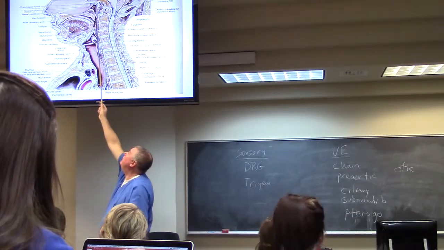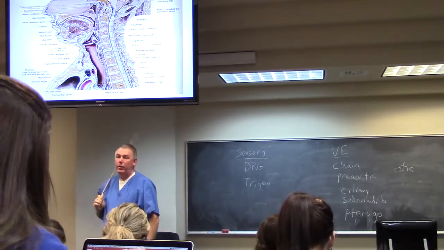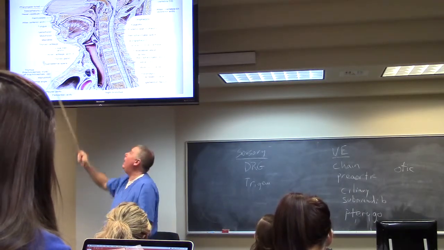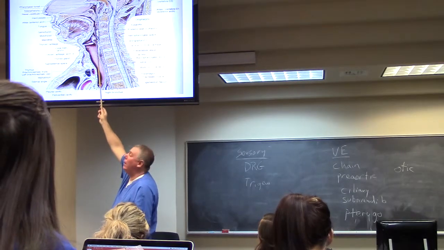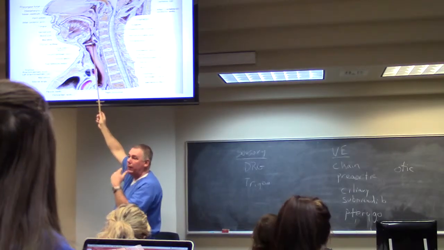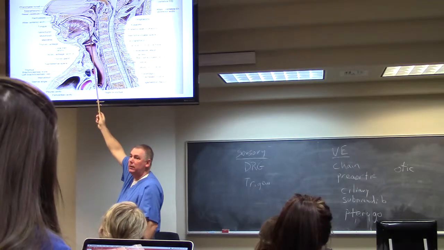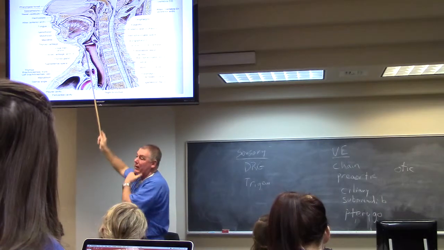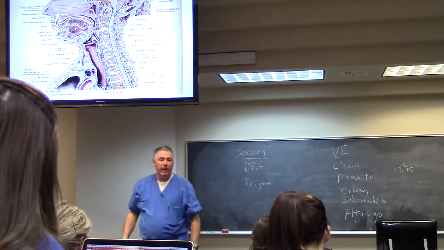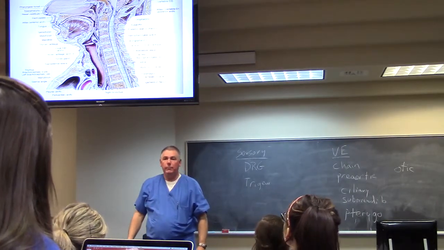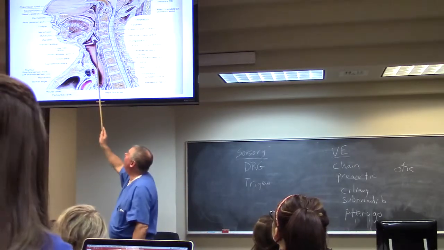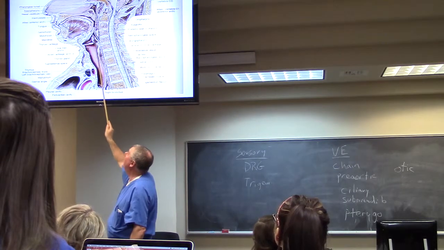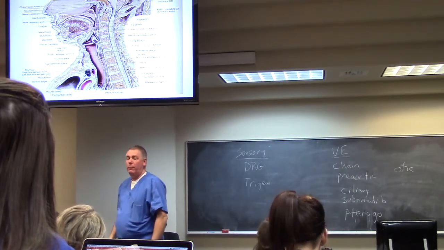Behind the nasal septum back here is the area we call the nasopharynx. And the area of the pharynx that you could reach through your mouth is called the oropharynx. And the area of the pharynx down here is called the laryngopharynx. Can you point to it again? Yeah, there's the larynx right there. There's your vocal folds. So this area right in here is the laryngopharynx.